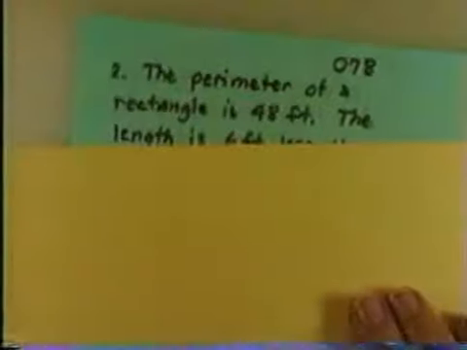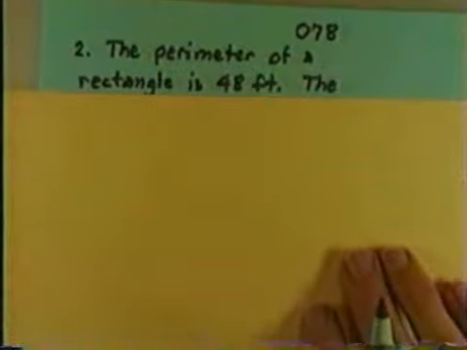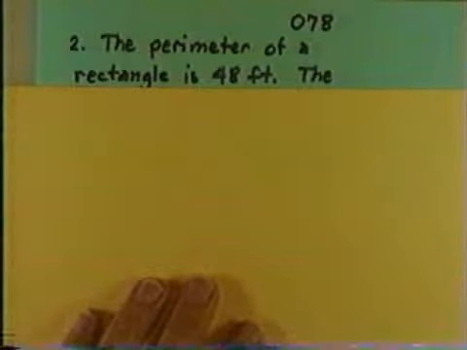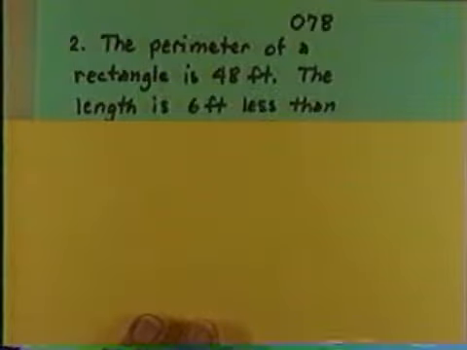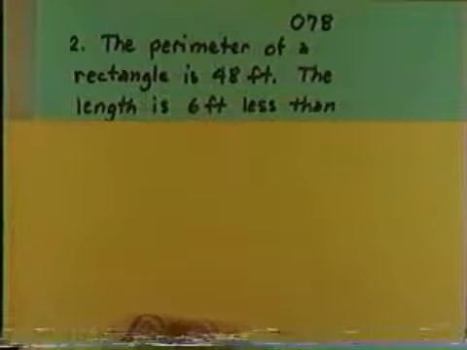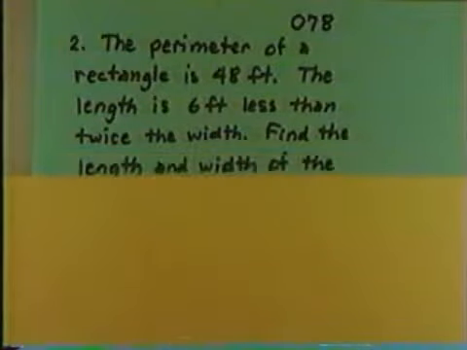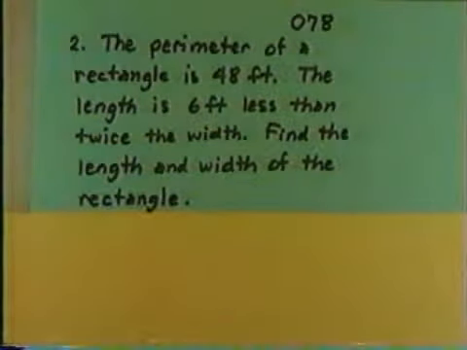Let's look at another example. Our next example deals with a rectangle. The perimeter of a rectangle is 48 feet. The length is 6 feet less than twice the width. Find the length and width of the rectangle.